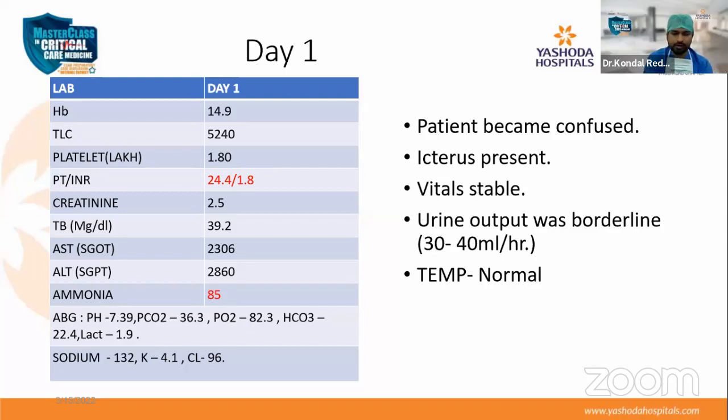Yes, sir. One is drug-induced hepatitis, and viral hepatitis we can suspect. So after this, we will send the viral markers, more commonly hepatitis A and E. So we'll send the IgM, and if we suspect a drug-induced hepatitis, we'll send the paracetamol levels also.